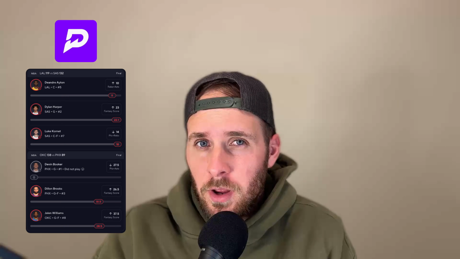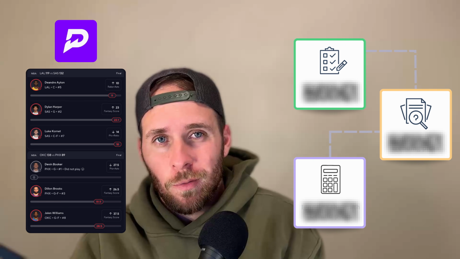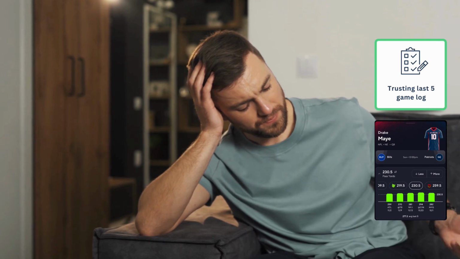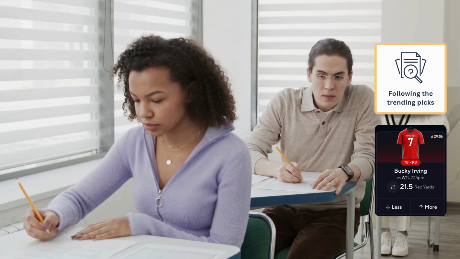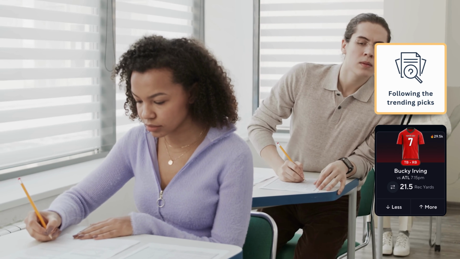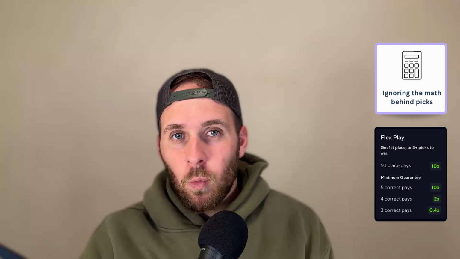Most people are losing money on PrizePicks for the exact same 3 reasons, and all 3 of them are built right into the app. First, they trust the last 5 game log like it's gospel, even though it tells you almost nothing about what's going to actually happen in that game. They find their picks on the PrizePicks featured page, which is basically the sports betting equivalent of copying the kid who never studied in school. And lastly, they build slips on what looks good and not what actually has a chance to hit.